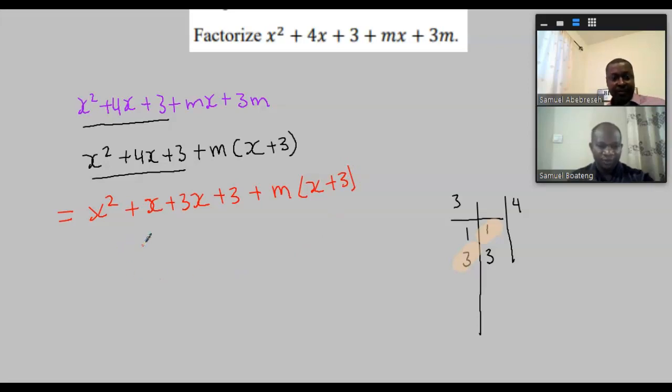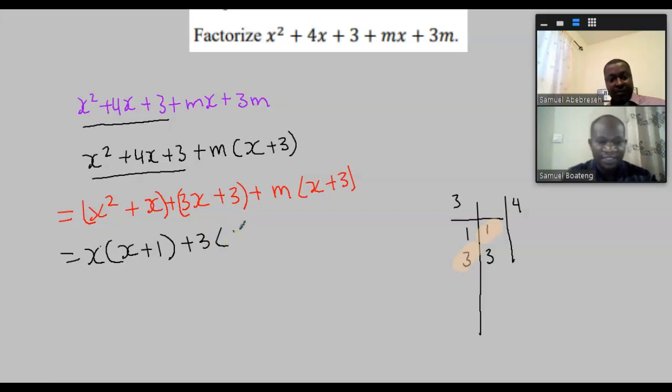Okay, so this one we group them, x squared and x, and then 3x plus 3. Okay, next step, equal to, we factorize. The common factor is x, bring x out, so x plus 1, plus, here 3x and 3, common factor is 3, x plus 1.